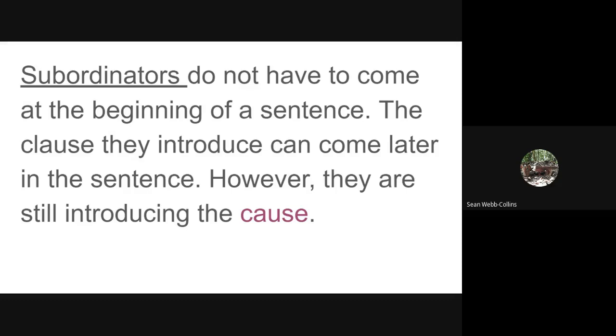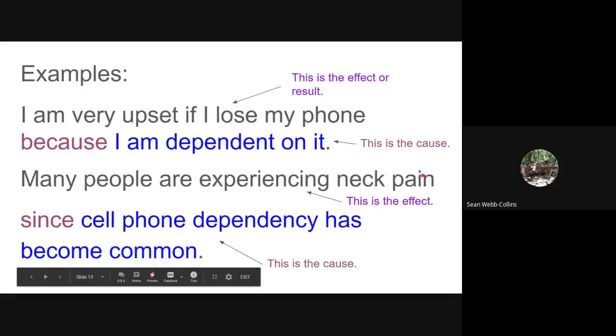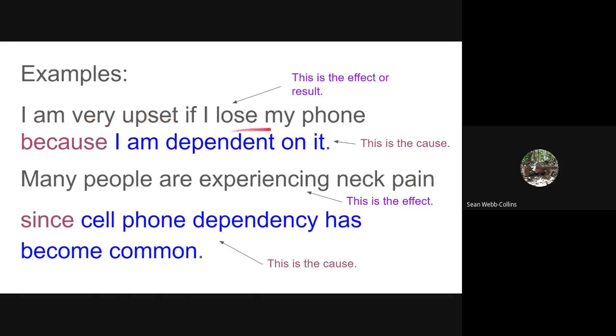When would we use a comma if we have the dependent clause first? That's right. We would put the comma after the dependent clause, as we'll see in the following slides. For example, I am very upset if I lose my phone because I am dependent on it.